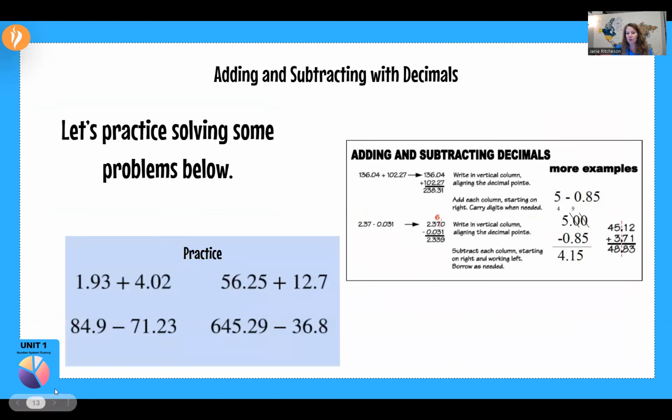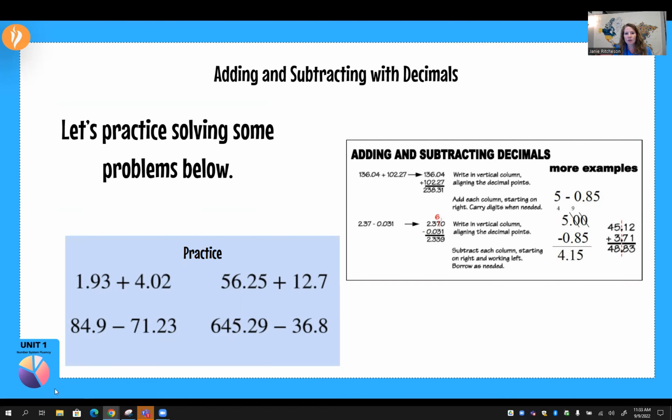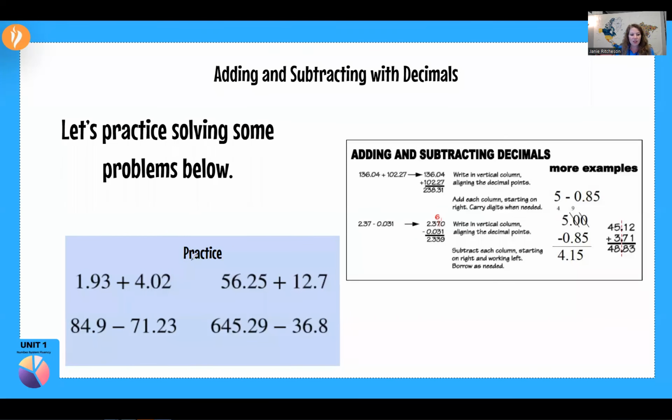Now, I want you guys to pause the video. Well, let's do the first one together, and then you guys pause the video, and I want you to try these for yourselves. All right, so on the first one, we're going to line up our decimals. So 1.93 plus 4.02. Those decimals are lined up. So now we're adding. 3 plus 2 is 5. 9 plus 0 is 9. Bring that decimal straight down. And 1 plus 4 is 5. All right, now you guys please pause the video and try these for yourselves.